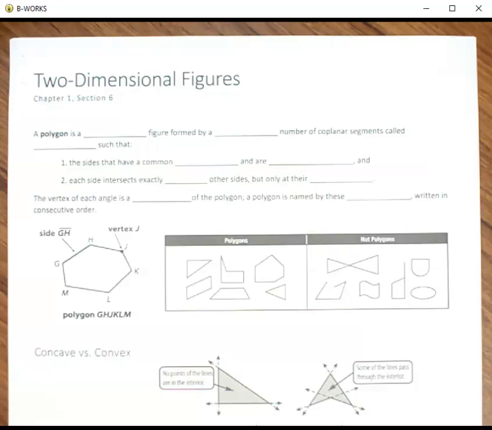Okay, chapter 1, section 6, we're talking about two-dimensional figures, so shapes.